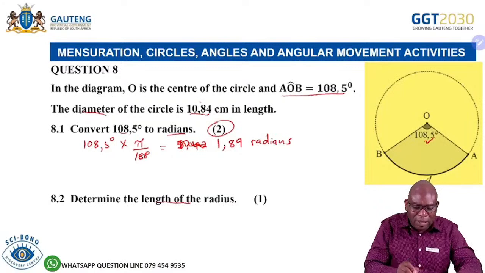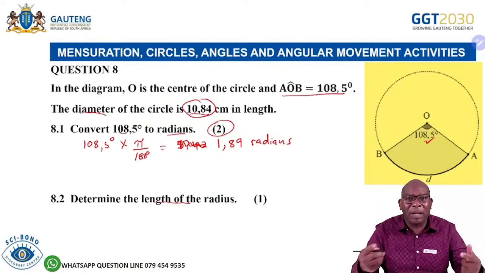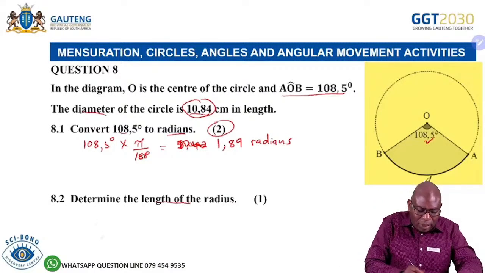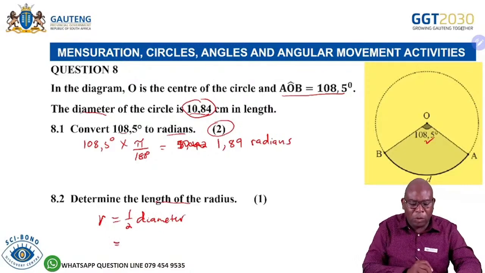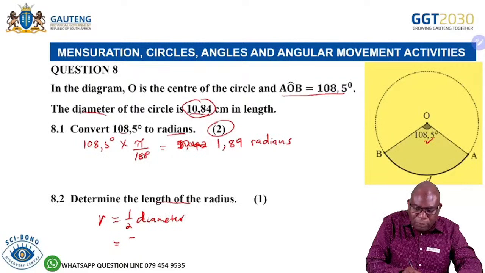The diameter is given. What do I know about the diameter and the radius? The radius is going to be half of the diameter. Then from there, I'll quickly know. So that is going to be 5.42, and that is given in centimeters. I must not forget to write that down.